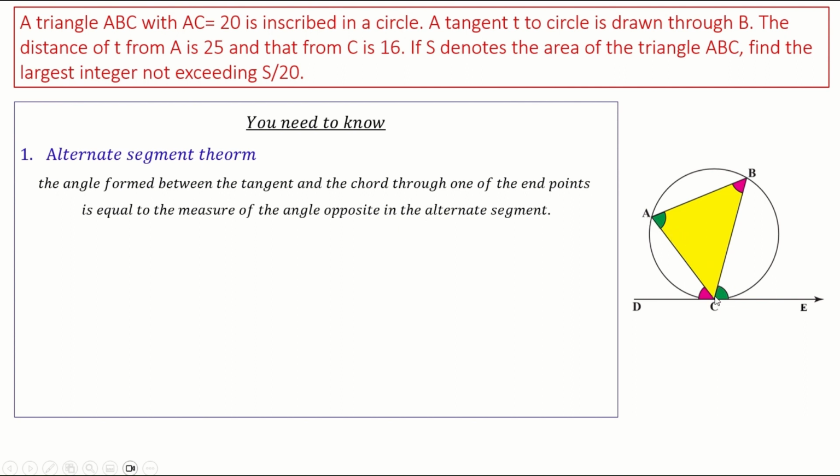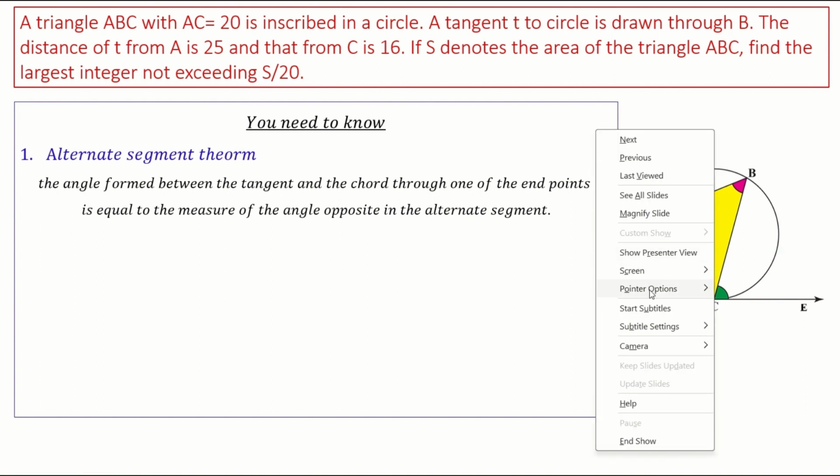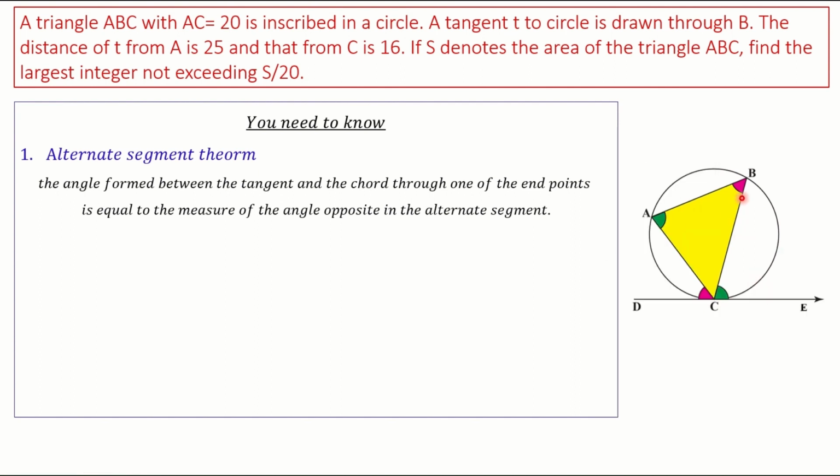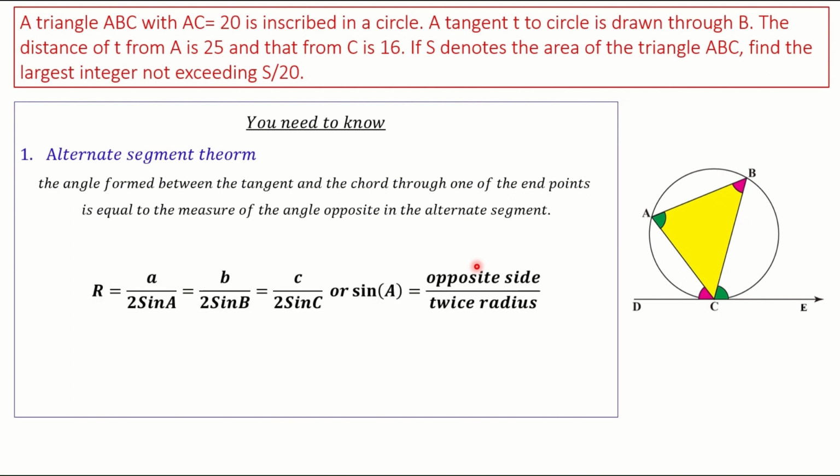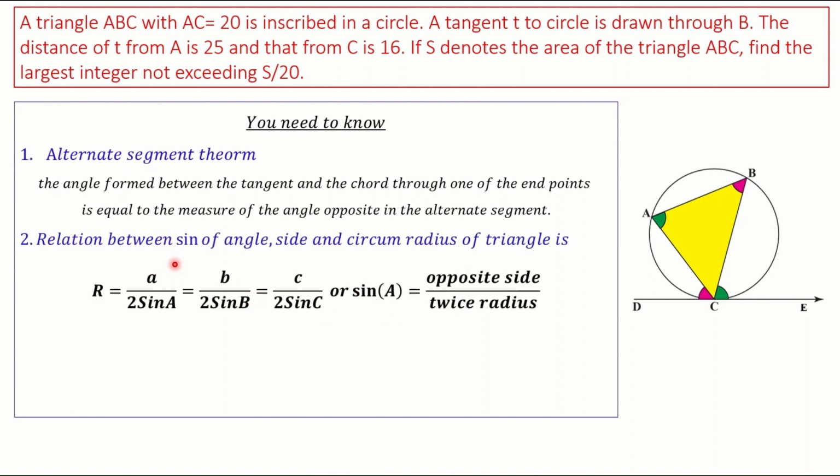If the angle is on this side, then it is not the same, so remember these two are the same. Similarly, at C, AC is the chord and AC is making this pink angle, which is the same as angle B here. So this is the alternate segment theorem.